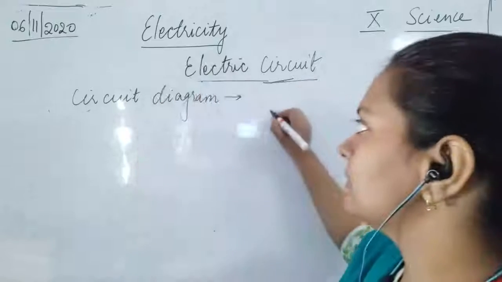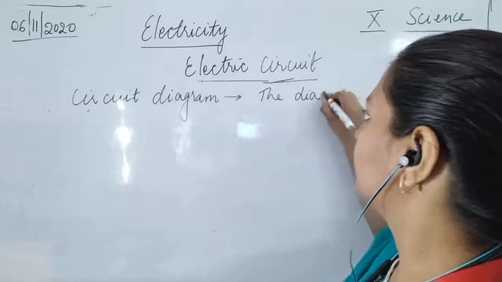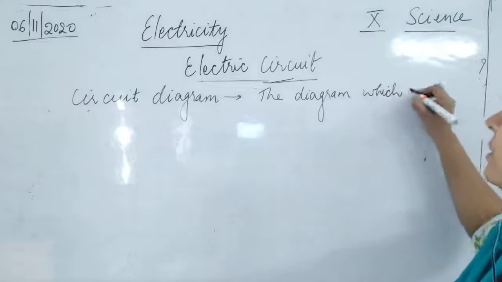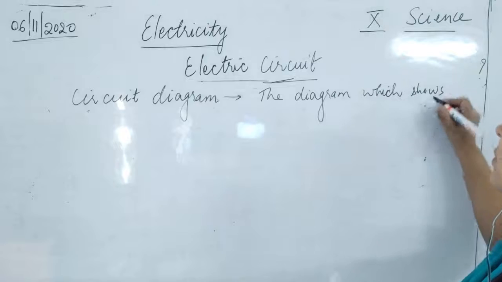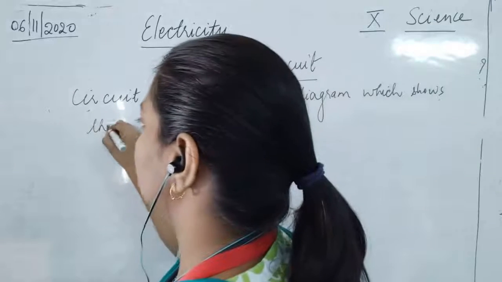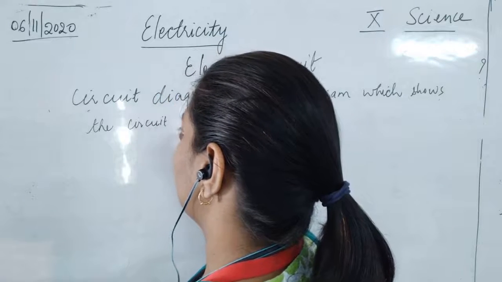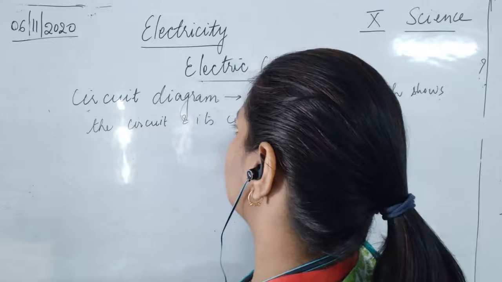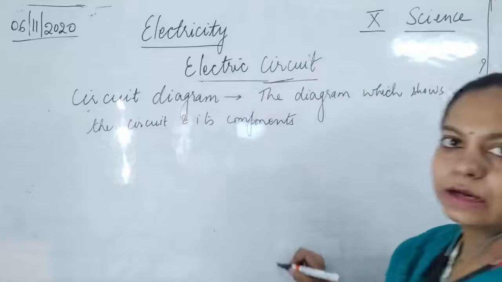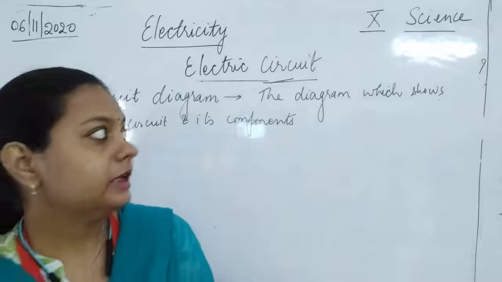So if we use symbols, the diagram which shows the circuit and its components is known as a circuit diagram. A diagram to show the electric circuit is said to be a circuit diagram.